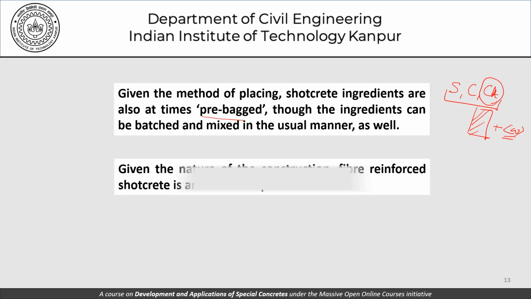And given the nature of the construction, fiber reinforced shotcrete is an excellent option because fibers can very easily be included in this pre-mixed bag and delivered to the site where it can be mixed with water, being added at the nozzle if it's required, and going ahead with the shotcreting operations.